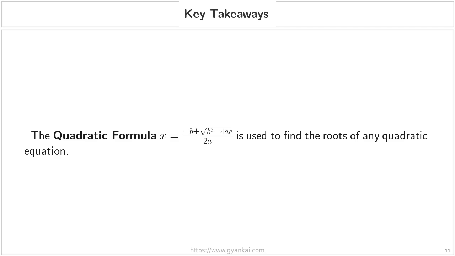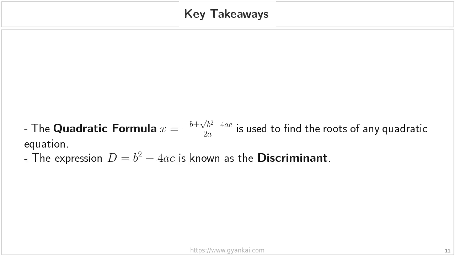First, remember that the quadratic formula, which is x equals negative b plus or minus the square root of b squared minus 4ac, all over 2a, is your universal tool. As we discussed earlier, unlike factorization, this formula works for any quadratic equation, no matter how complex the coefficients might be. Second, keep a close eye on that specific part inside the square root.